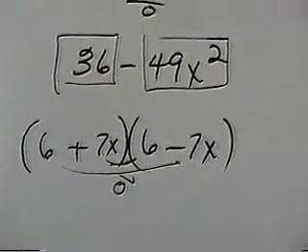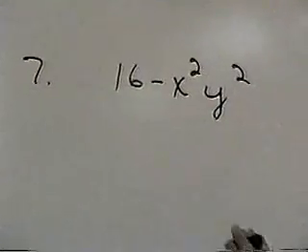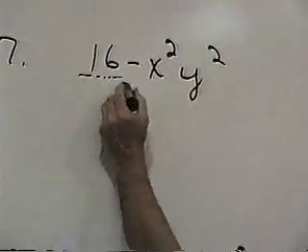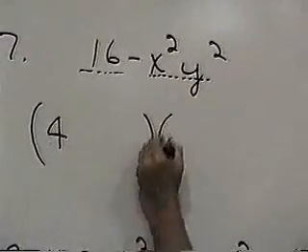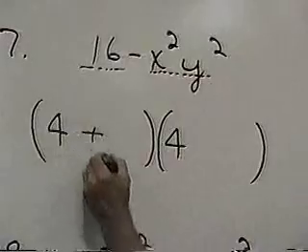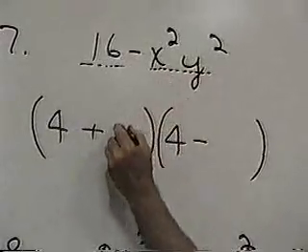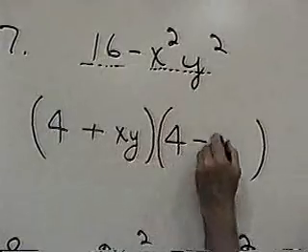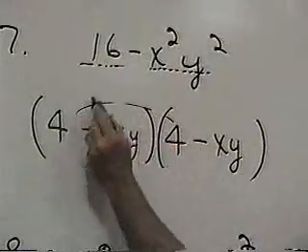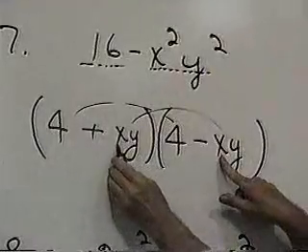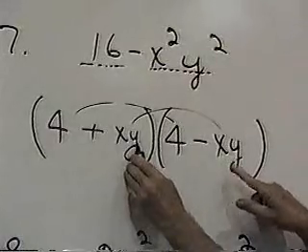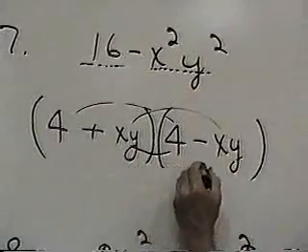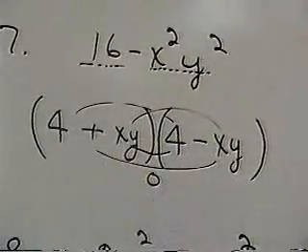All right, let's look at number 7. And again, same thing. This is a perfect square, and this is a perfect square. So this is 4, plus and a minus. All right? Square root of x squared is x. Square root of y squared is y. So it's xy. First times the first, that checks. Last times the last, what is xy times xy? It's x squared, y squared. Okay. Middle term is 4xy's and a minus 4xy's. Adds up to 0, checks out.